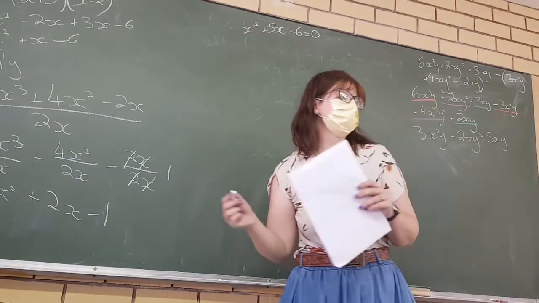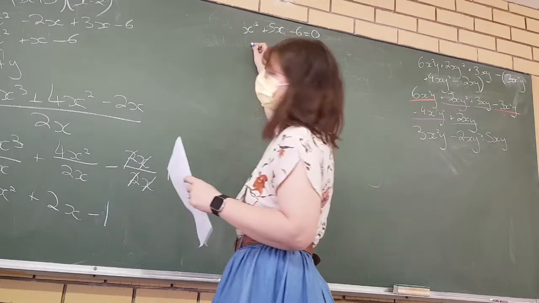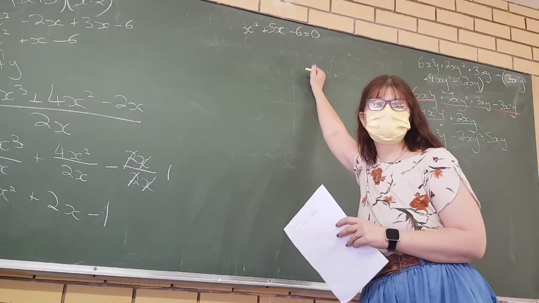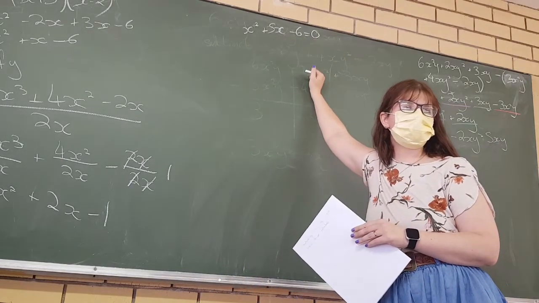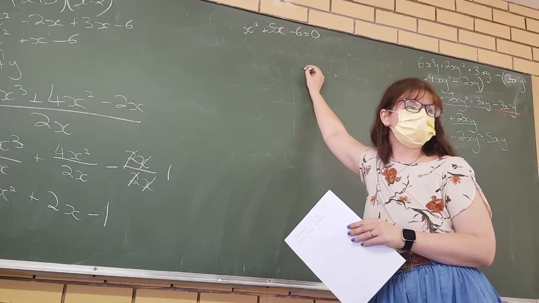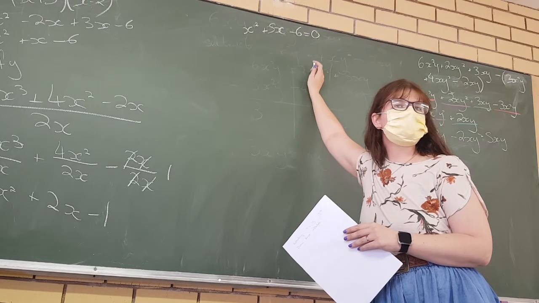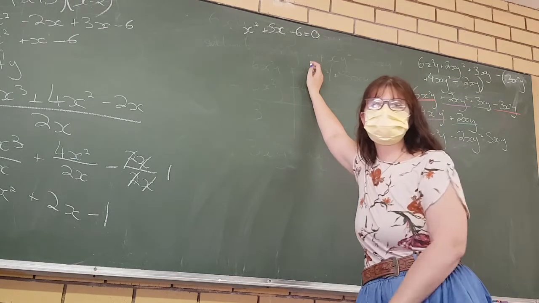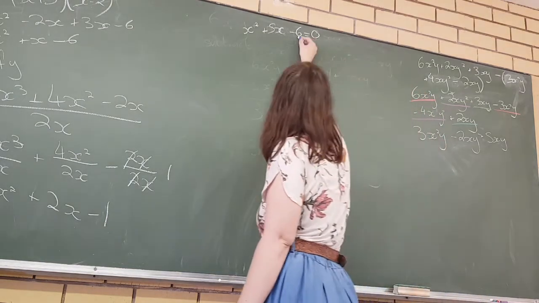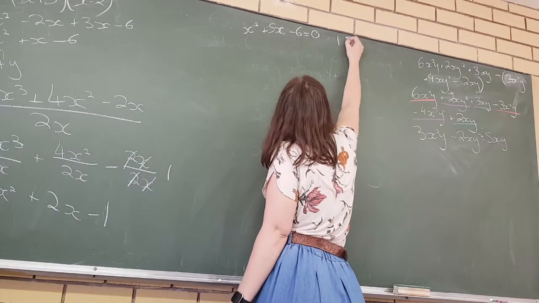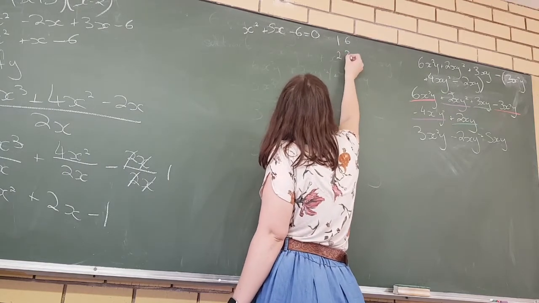I factorize. Remember, this is factorizing a trinomial. You guys remember factorizing a trinomial? What's my first step in factorizing a trinomial? Find factors of the third term. Yeah, find the factors of the third term. So I've got 1 and 6 and I've got 2 and 3.